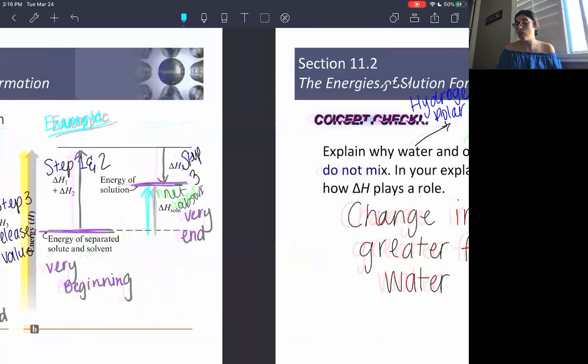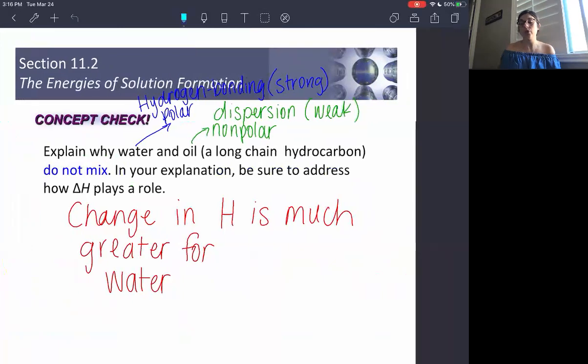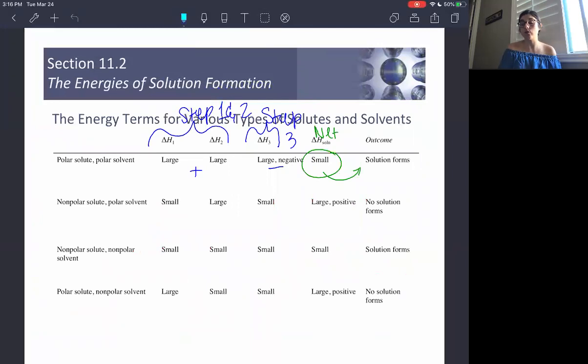So we talked about this example on Friday. I don't want to go over it again for the sake of time. So I'm just going to go straight into this table because this is truly the last thing we talked about. We talked about how your net change in energy, or your net enthalpy, is going to determine your outcome.